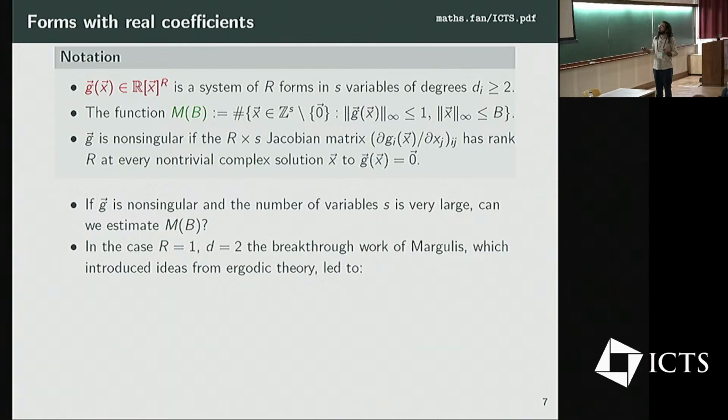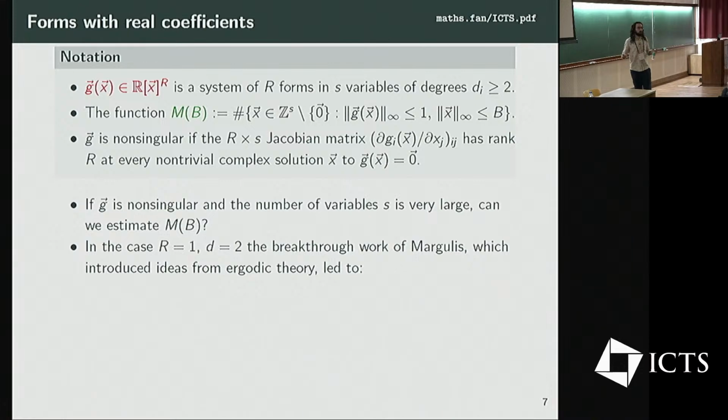So I take now a system of R forms in S variables of various degrees d_i, but now with real coefficients, and I'll call them G instead of F to remind you that they have real and not necessarily rational coefficients. In fact, they won't have rational coefficients. And then instead of looking at G of X equal to 0, which would probably never have any integer solutions, we'll look at G of X has sup norm at most 1. So each form G_i lies between -1 and 1.